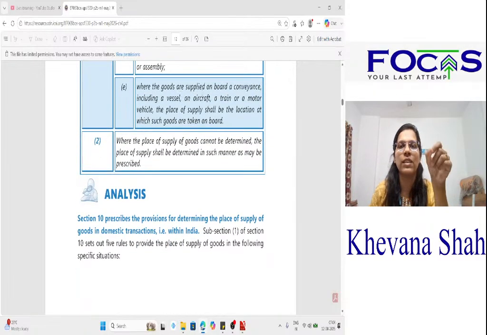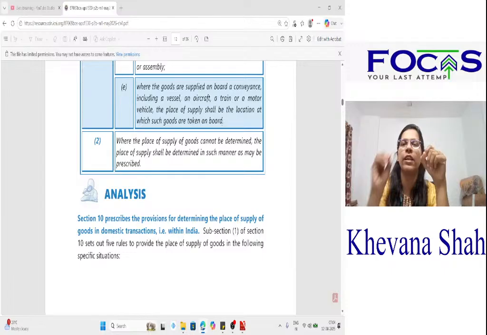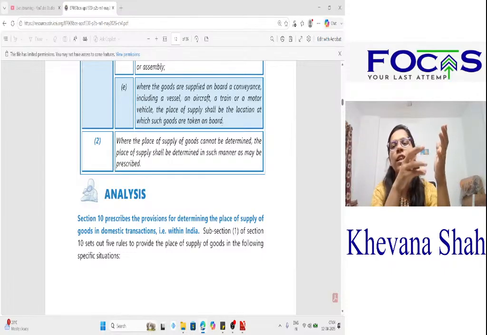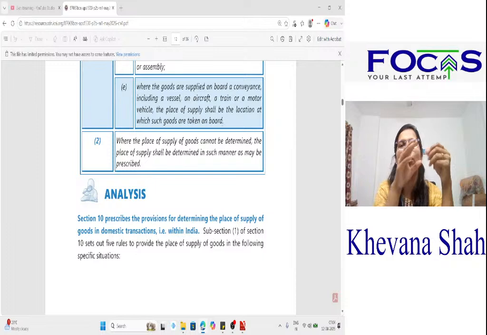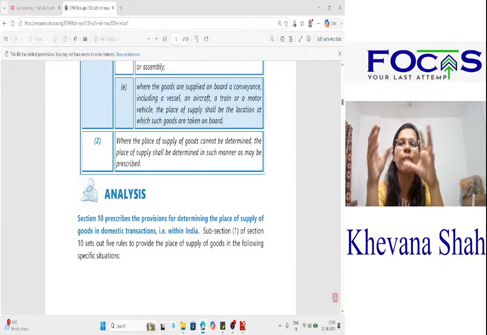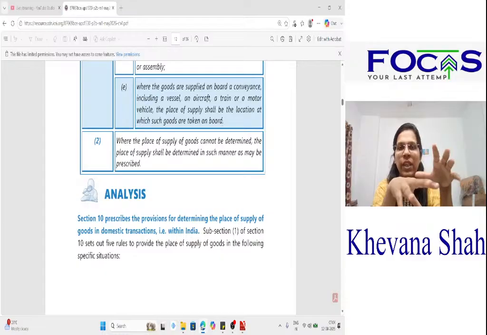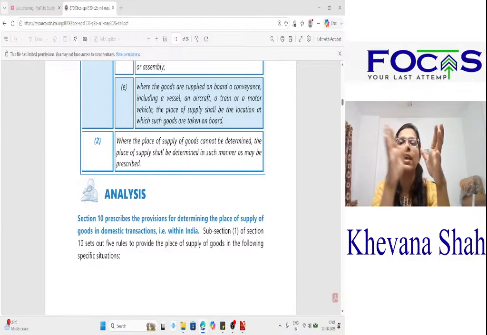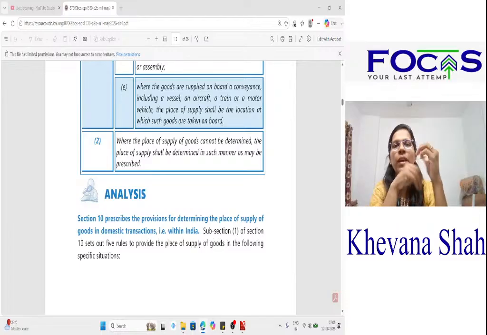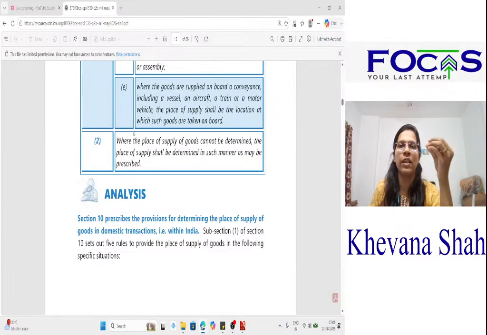Then, when the goods are supplied on board a conveyance, including a vessel, an aircraft, a train, or a motor vehicle, the place of supply shall be the location at which such goods are taken on board. So, if you are transporting the goods, let's say in a vessel or aircraft or a train or a motor vehicle, if the goods are onboarded to these conveyances and these conveyances are moving, in that case, your place of supply will be the location where such goods are taken on board. So, the starting point where such goods are being taken on these conveyances, that will be the place of supply for such goods.